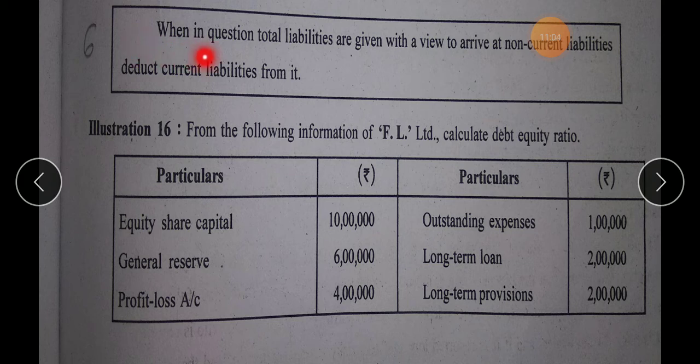So objectives and trend you will read, it is just simply a part of theory. We are going to start with illustration 16 related to the topic for today. But before that, we are having an important note here. When in question, total liabilities are given with a view to arrive at non-current liabilities, deduct current liabilities from it. When in the given question, you are provided with total liabilities, but for obtaining debt to equity ratio, you have to consider only long-term liabilities. So how will you obtain? You will deduct current liabilities from total liabilities and you will get non-current liabilities.